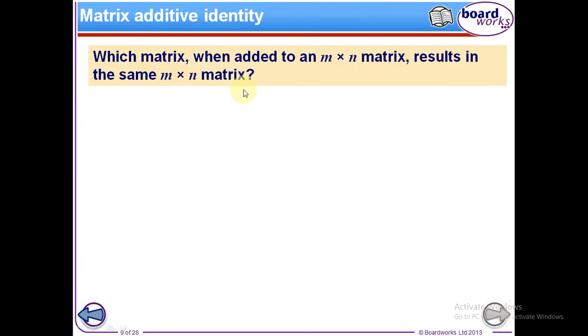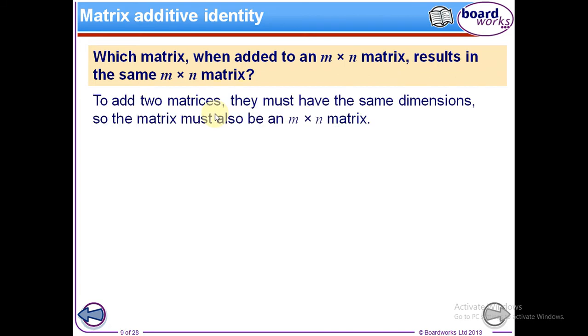Which matrix when added to an m by n matrix results in the same m by n matrix? So that should be identity matrix. But let's take a look at it. To add two matrices, they must have the same dimension. So the matrix must also be an m by n matrix, meaning they should have the same dimension.